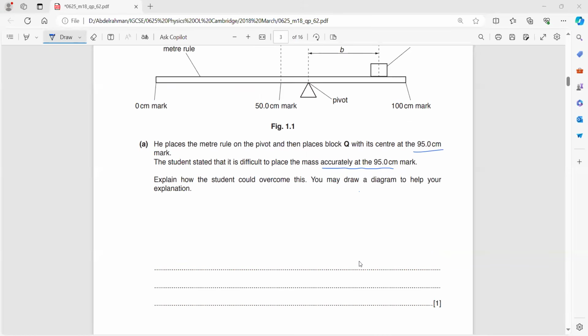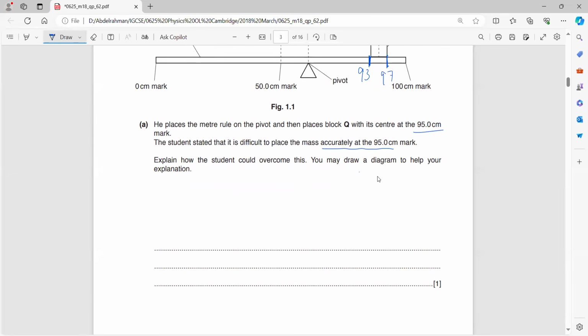One of the more popular solutions to overcome this difficulty is to simply take the average of the readings before and after the block. You can take the average reading. For example, you can take the reading on this side, say 93, and on the other side, let's say 97. So we can find the average of these two readings. It's a very simple technique to make sure that the block is exactly at the 95 centimeter mark.